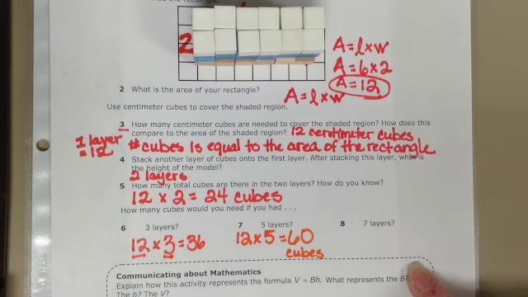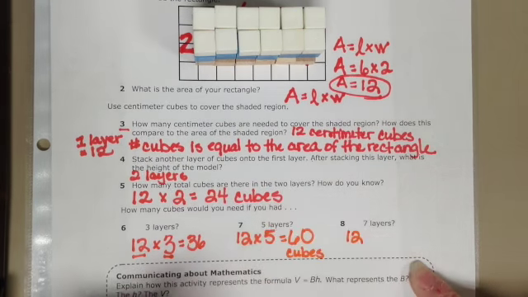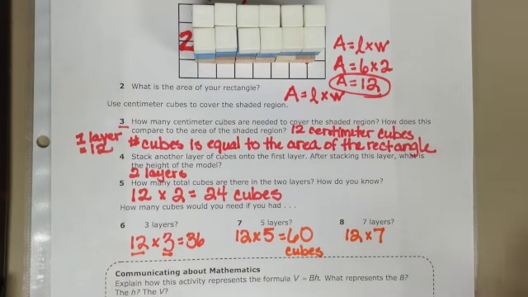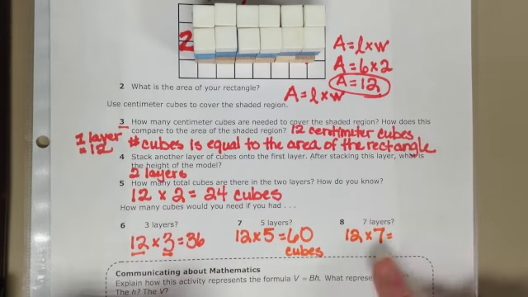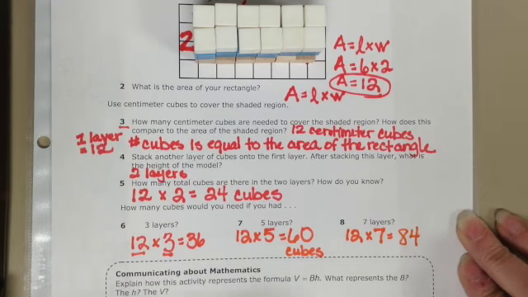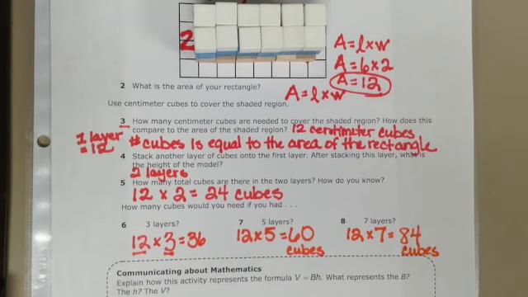Well, what if I had 7 layers? Okay, well, I'm starting to see a pattern here. Each layer is going to have 12 cubes. So if I had 7 layers, that's 7 sets of 12. Well, 7 times 10 is 70. And then 2 more 7s would be 14 more. So 70 and 14, yep, that's going to be 84. So it would take me 84 cubes.